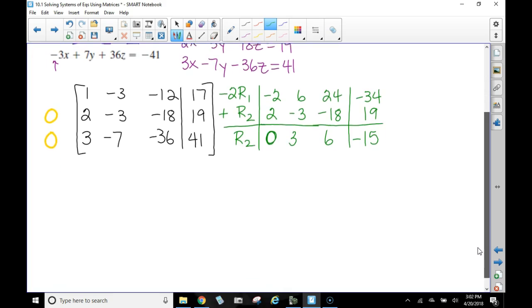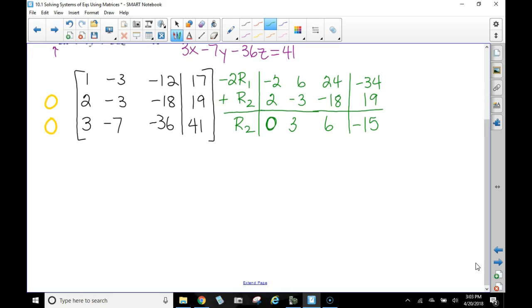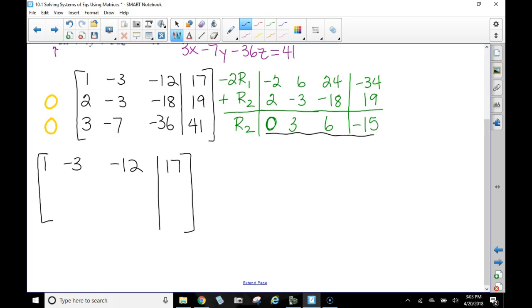Let's write it down. I'm going to do some scrolling here. Okay, so I'm going to scoot back over here where I kind of want to be in the first place. My row 1 didn't change. Okay, it's 1, negative 3, negative 12 augmented with 17. My new row 2 I found right here is going to have a 0, good times. Okay, 3, 6, negative 15.